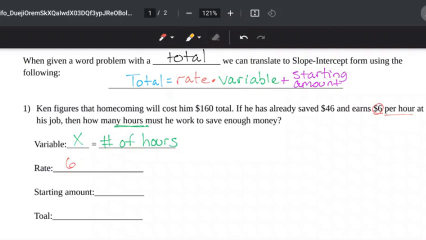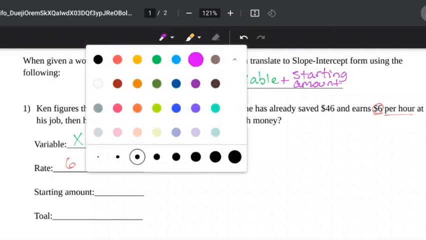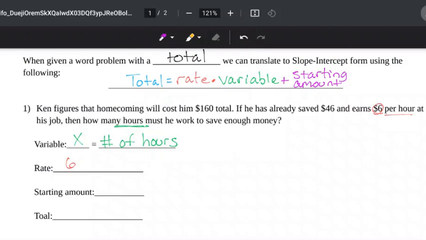Next, we have our starting amount, which I'm using purple for. And when we look through this, it says it will cost him a total of $160, but he already has $46. So that's the starting amount, what he already has before he started to work and earn additional money. And then last but not least, we have our total. So homecoming will cost him $160 total.